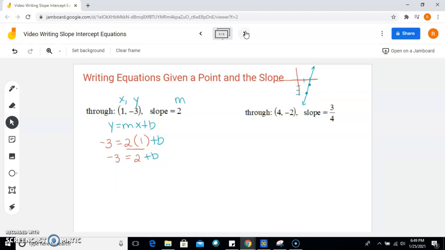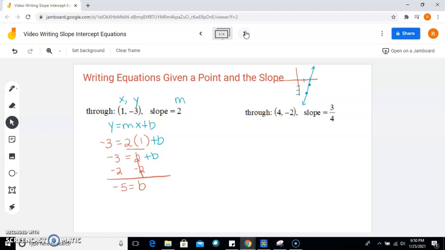We are still solving for b, so I'm going to go to the side that b is on. I have to get rid of that positive 2, so I'm going to use a negative 2. Negative 3 minus 2 gives me negative 5 equals 2 minus 2 was 0, and so then that leaves me with b.